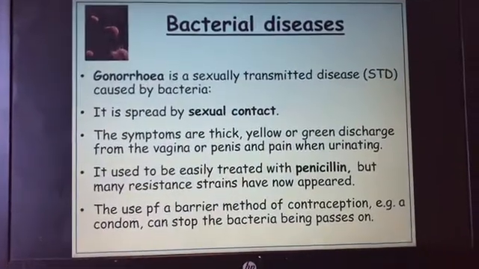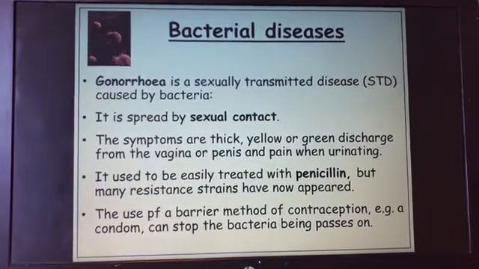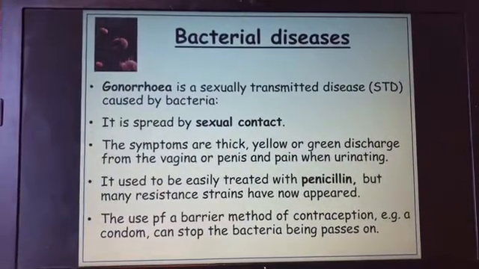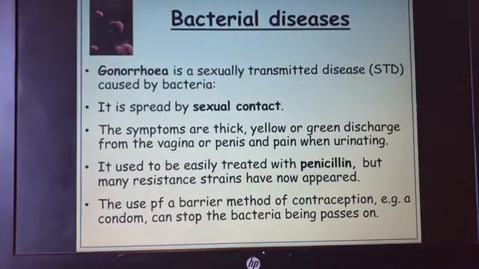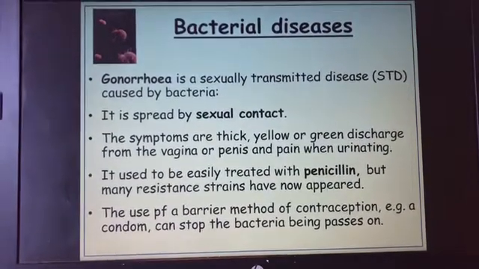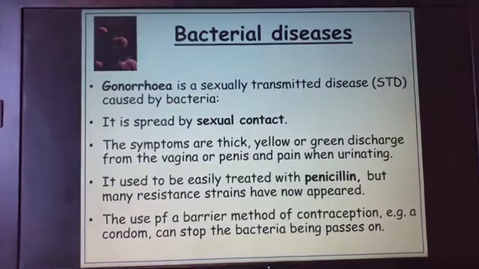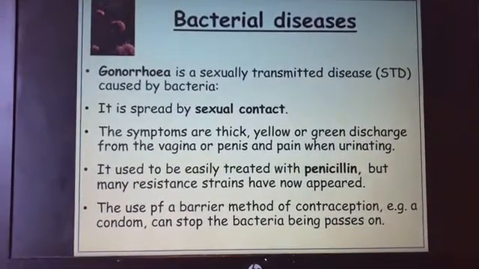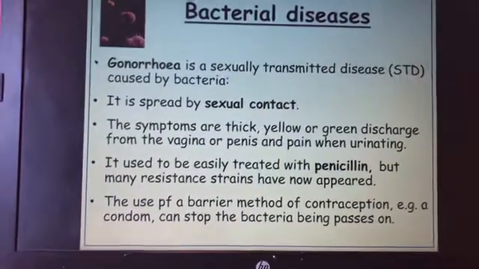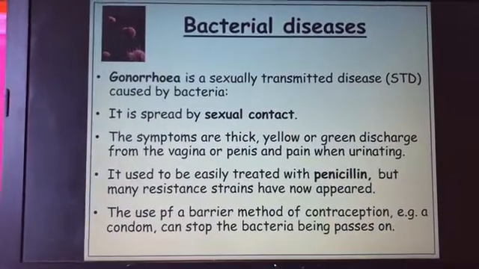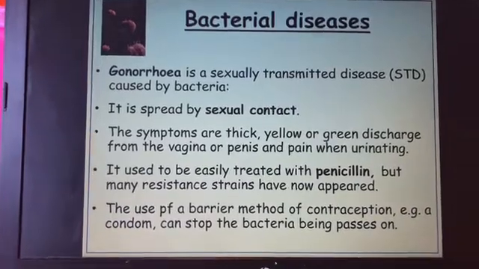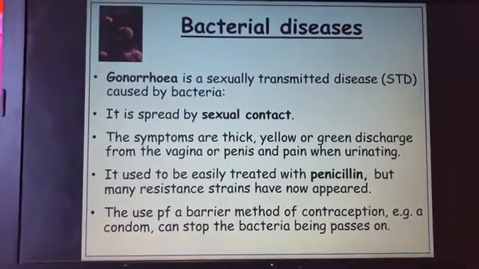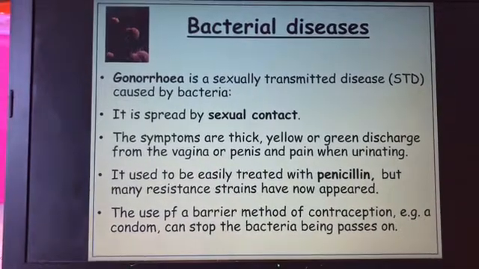Next, another bacterial disease, which is gonorrhea, which is a sexually transmitted disease caused by a bacteria, and obviously it's spread by sexual contact. The symptoms are thick yellow or green discharge from the vagina or penis, or pain when urinating. It's usually treated with penicillin, but obviously a lot of bacteria are becoming resistant to penicillin now. The prevention of gonorrhea would be a barrier method of contraception like a condom.